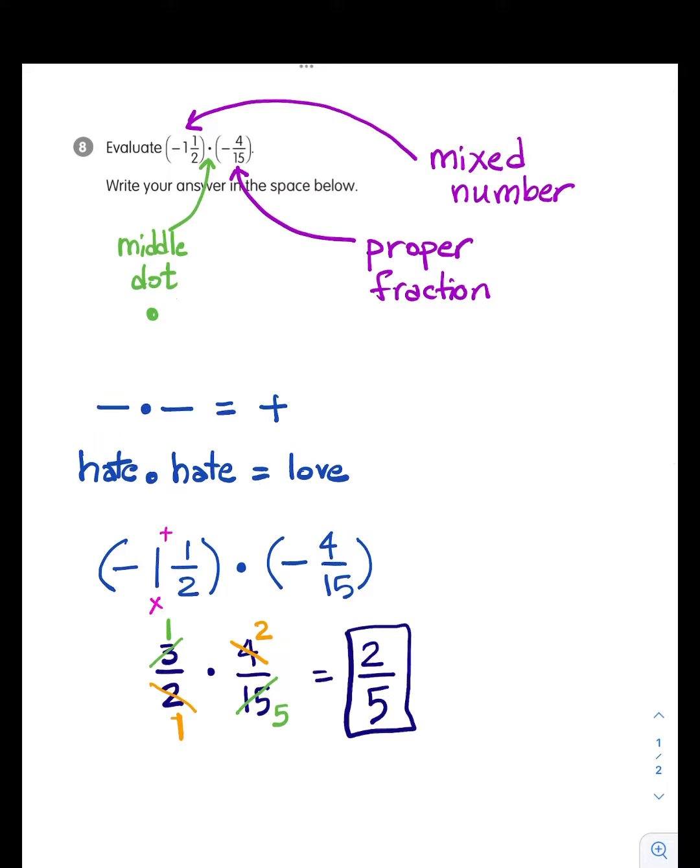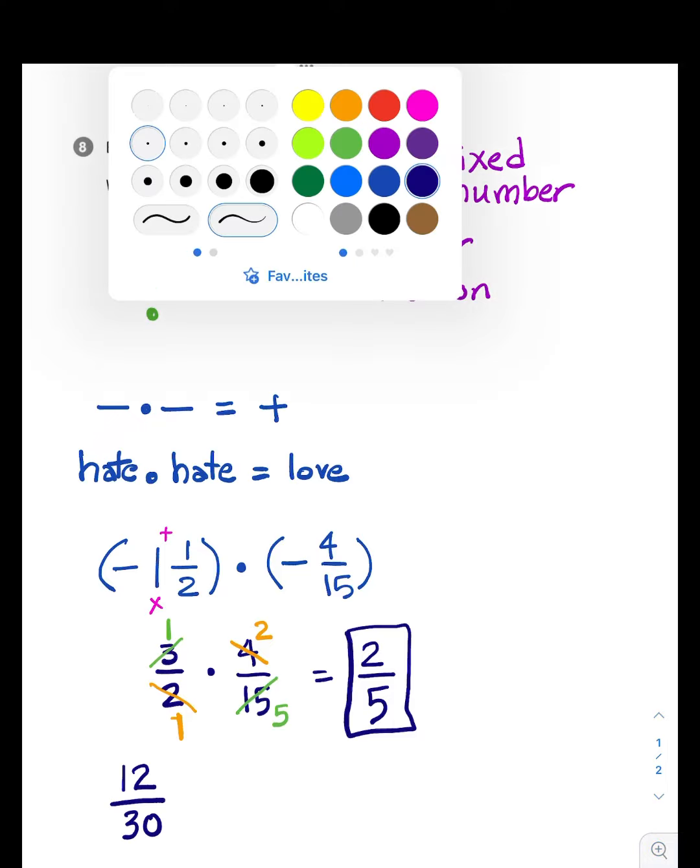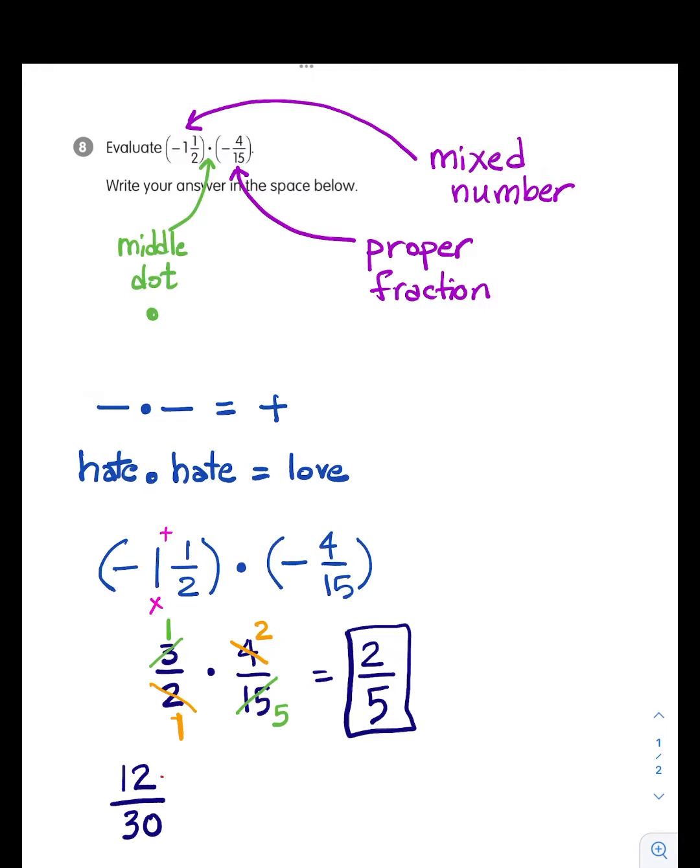Now, you might say, oh, Dr. K, let's say I didn't simplify. I multiplied the original, I multiplied as it is. 3 times 4 is 12. And 2 times 15 is 30. And Dr. K, what do I have to do? I would say, oh, well, now you have to simplify. We can simplify by, let's say, 6, both numerator and denominator by 6. And what would that give us? It would give us 2 divided by 5. So either way, you arrive at the same answer. The final answer is 2/5.